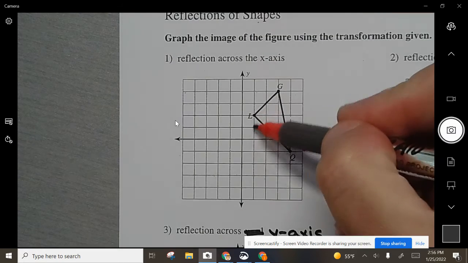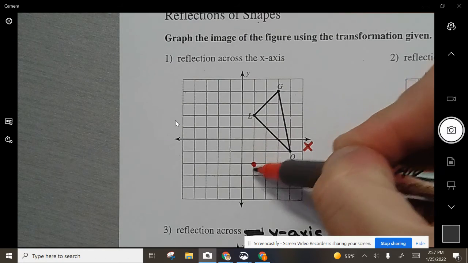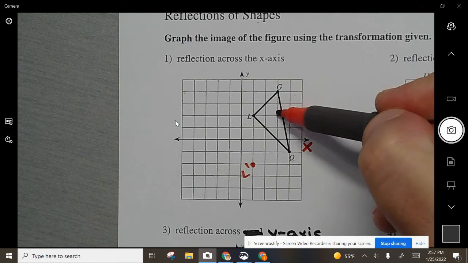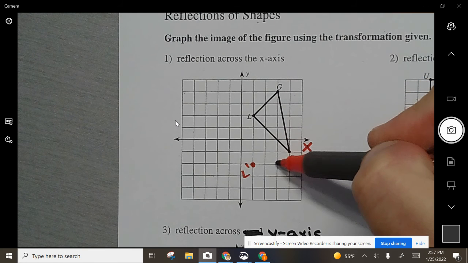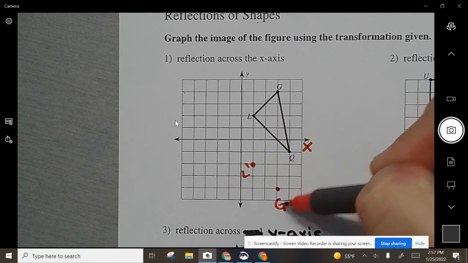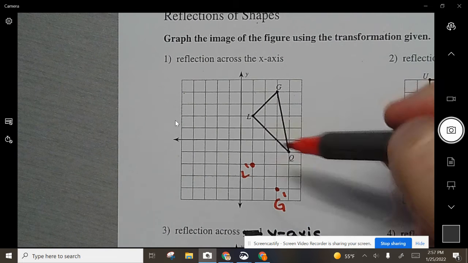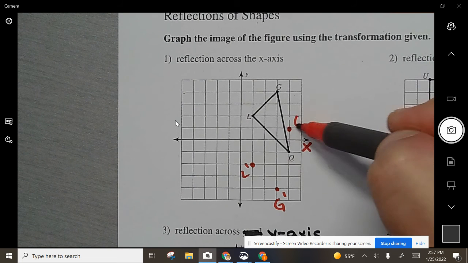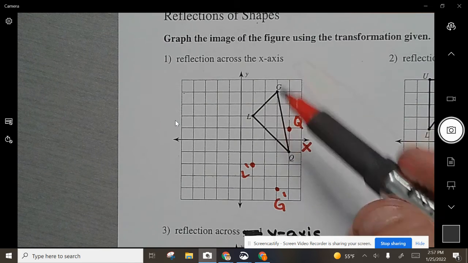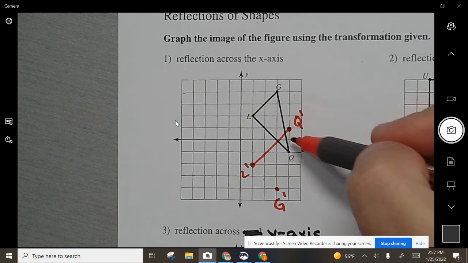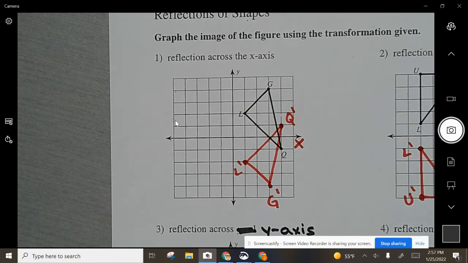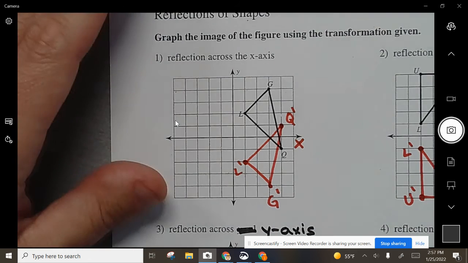If it's 2 away here from the x-axis, we're going to go 2 here. L prime. All right. If G is 1, 2, 3, 4 away, we're going to go 1, 2, 3, 4. G prime. And if Q is only, so here's the deal. Q is this far away on this side, so we flip it to the other side. It just has to go off the x-axis, whichever way. All right, and there's our reflection. Looks kind of confusing. Okay, let's keep it going.